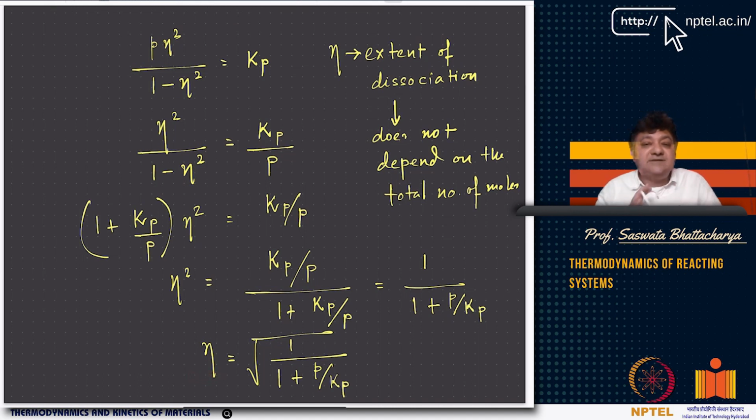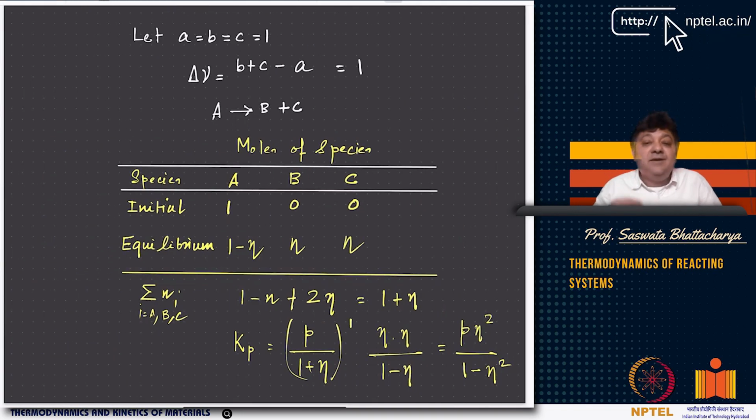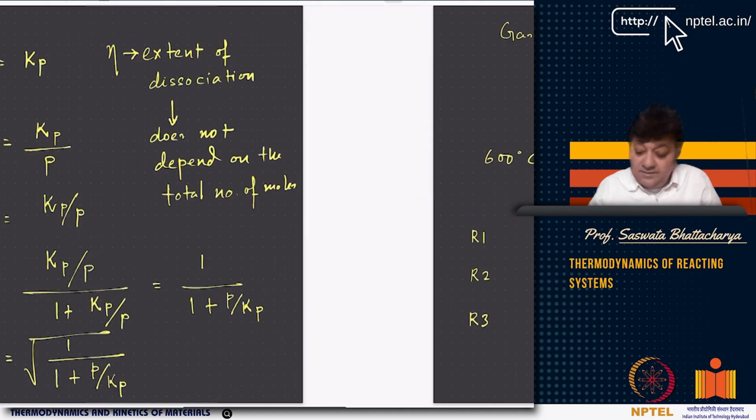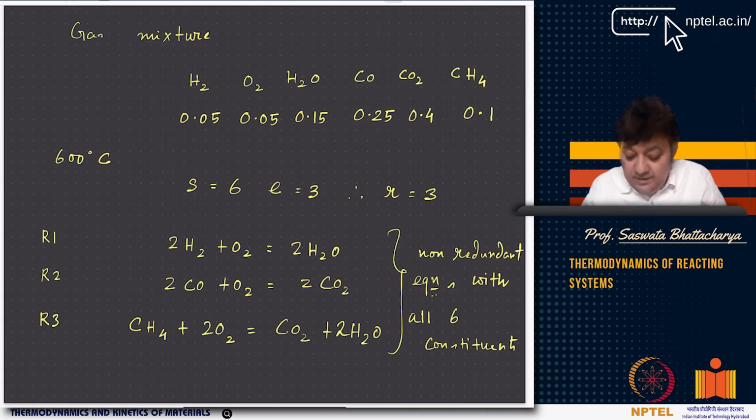Okay, the meaning is the same, right? So I am basically looking at equilibrium, where eta mole fraction out of 1 has reacted. So basically I started with 1, or I started with n, it does not really matter, because the extent of reaction does not depend on the total mole number, right? So we can also look at a gas mixture.